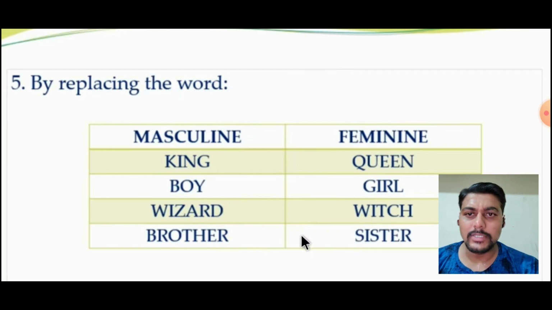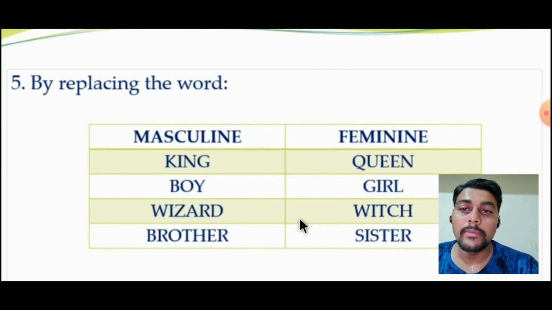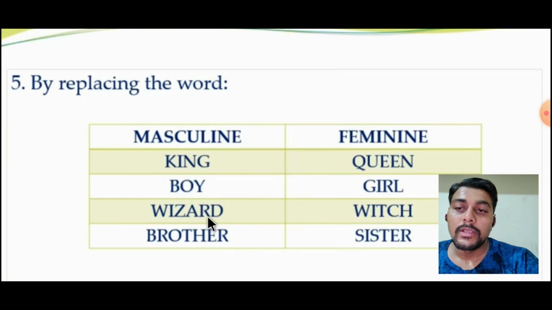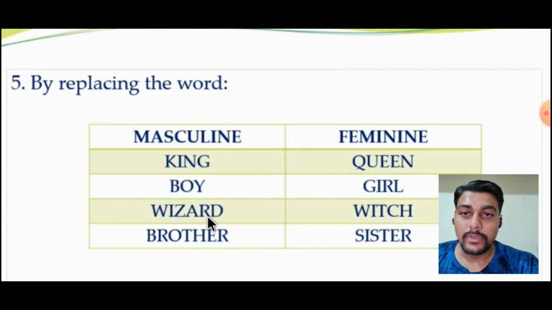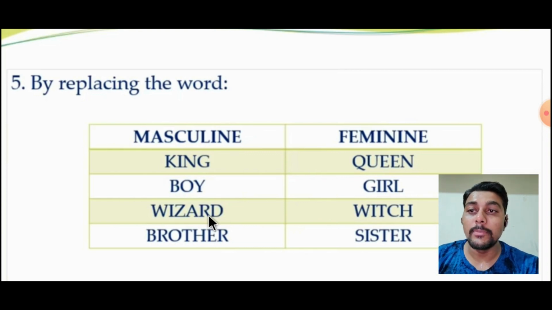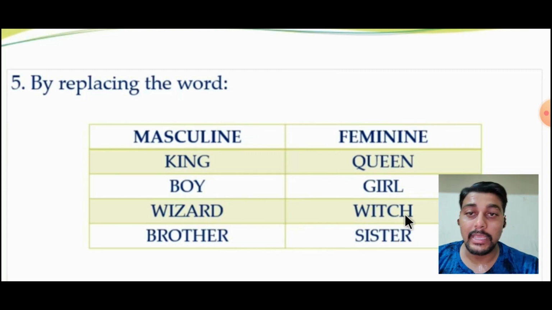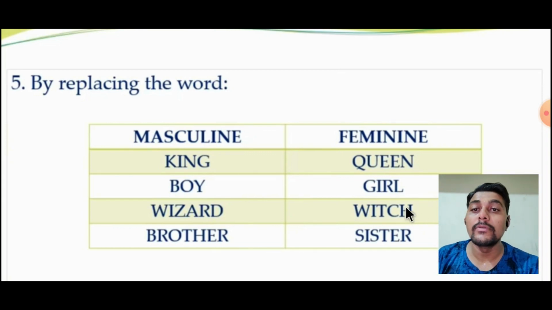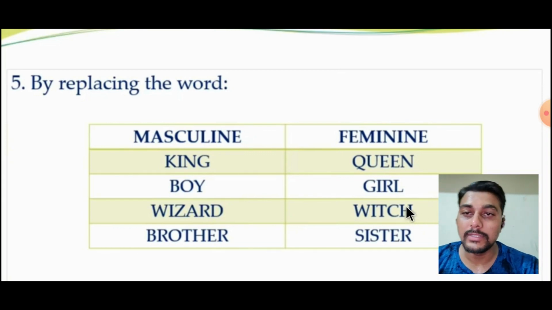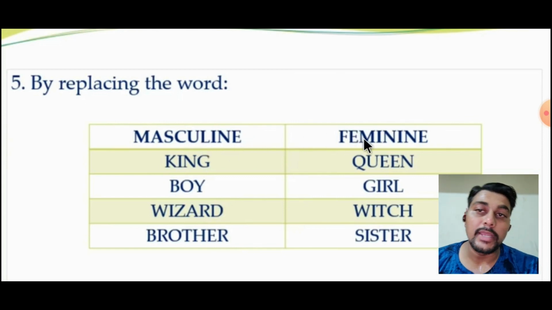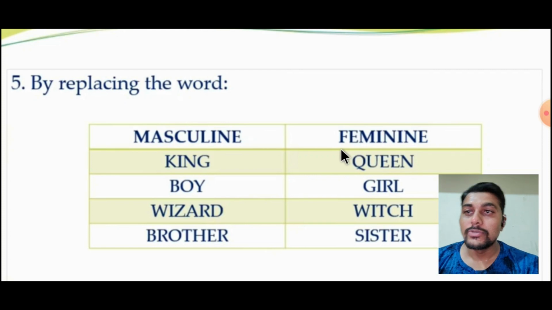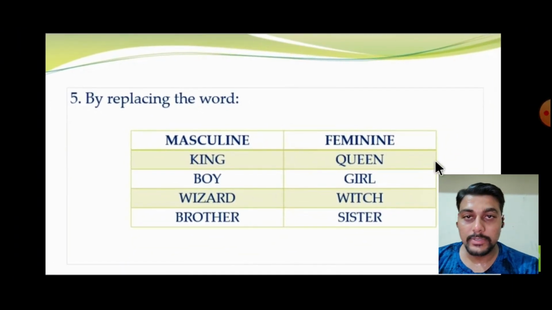Okay, there are many such examples. In the third one, wizard becomes witch. A wizard is a kind of person who knows magical tricks, who has the knowledge or the power and ability of magic tricks. And witch means a kind of lady, a female person, who has the same kind of magical ability or power. So these are the 5 rules in which we convert masculine nouns or names into feminine nouns or names. Please remember all these 5 rules.